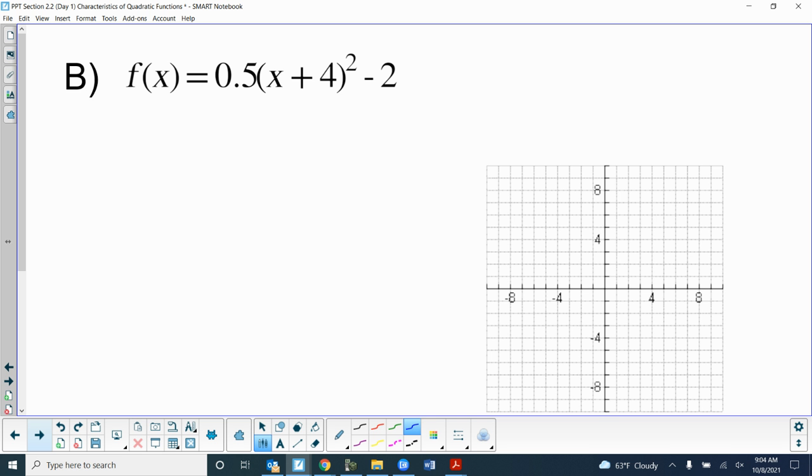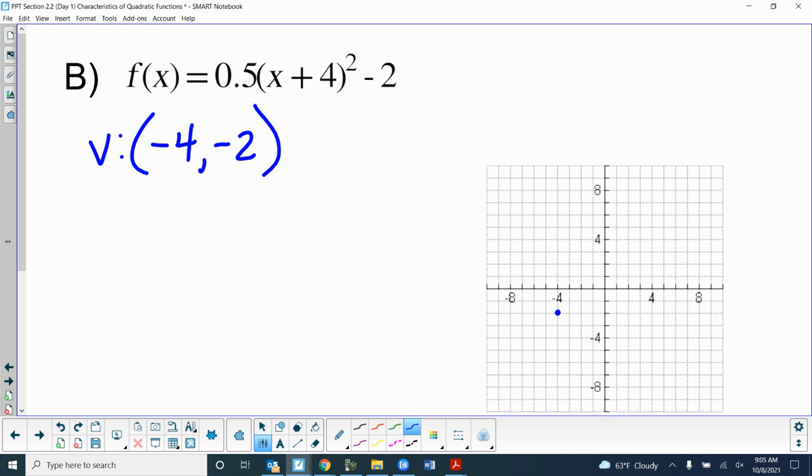All right. So since this is 0.5 times the whole thing, it's a vertical compression. Vertical is this way, so it's making it a little wider, right? Shorter. This means we're moving which way? Left 4 and down 2, which means my vertex is negative 4, negative 2, right? Negative 4, negative 2. There's my vertex now.